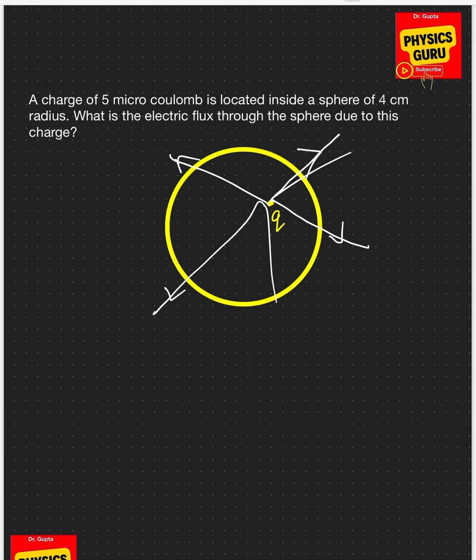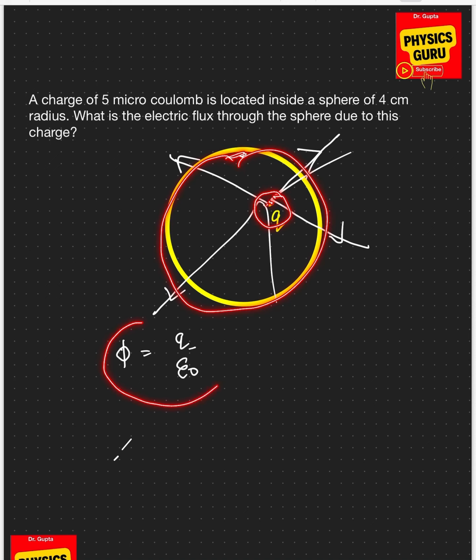So what does the Gauss law tell you? That the total flux enclosed by a surface is given by Q divided by epsilon naught. That's the total flux. So this sphere is including only one charge here. So the total flux passing through this sphere will be given by this equation here, Q over epsilon 0.